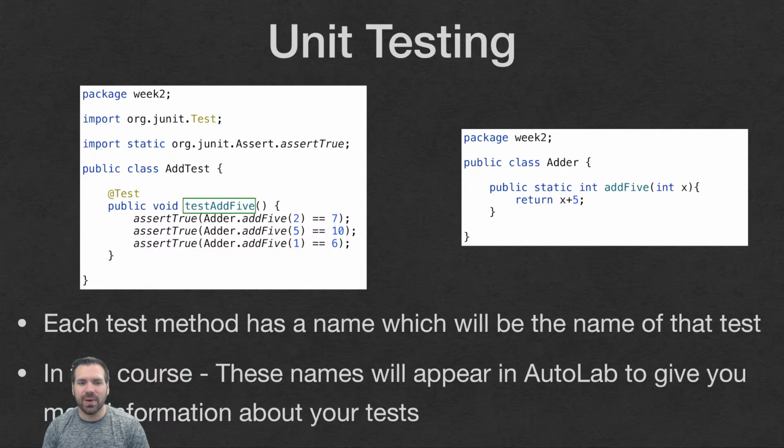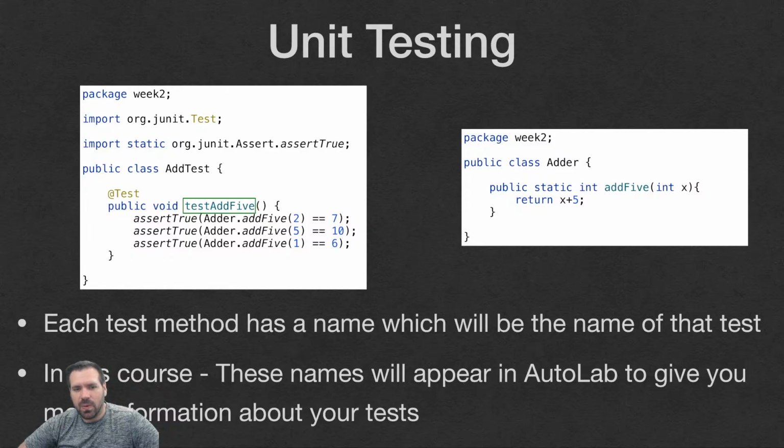And I do recommend, I won't die on this hill, but I do recommend giving your tests meaningful names. We do give some feedback, especially if something goes wrong with your test. We'll give some feedback in Autolab based on your test names. We'll say testadd5 was good, but testadd6 was bad or whatever. You'll see when we get to that point when you start submitting. But we will give you some feedback based on your test names.